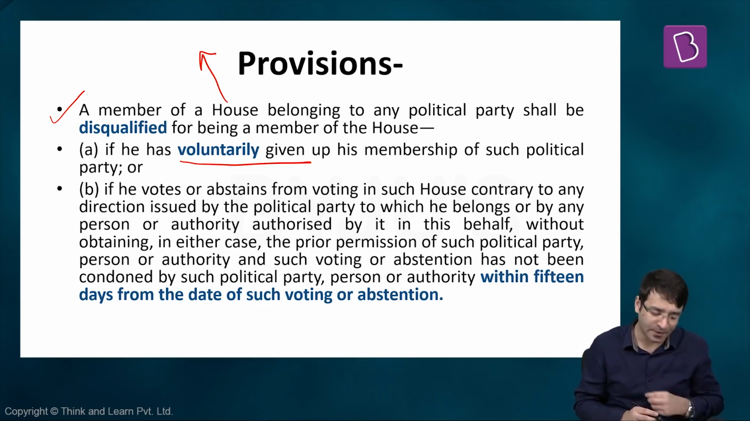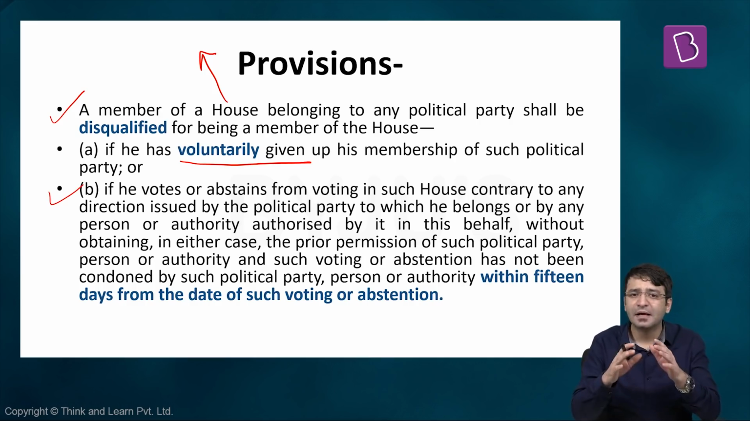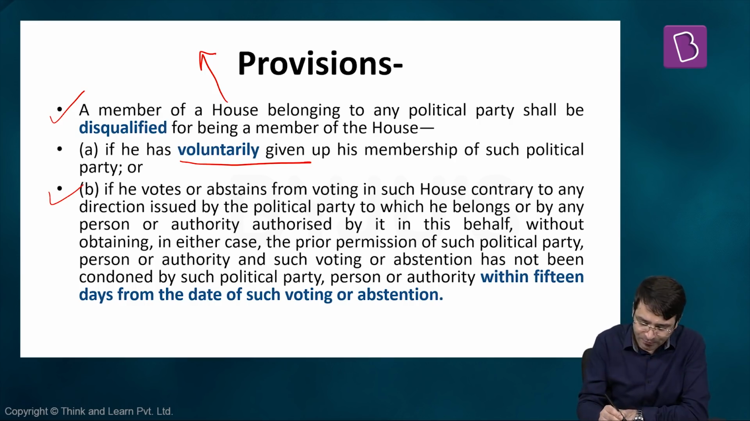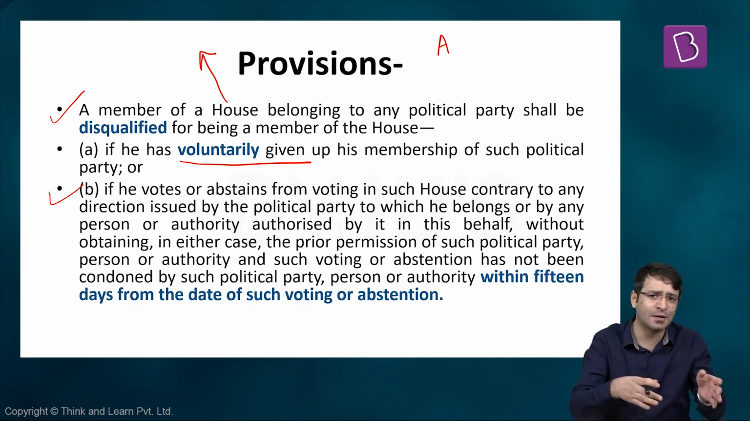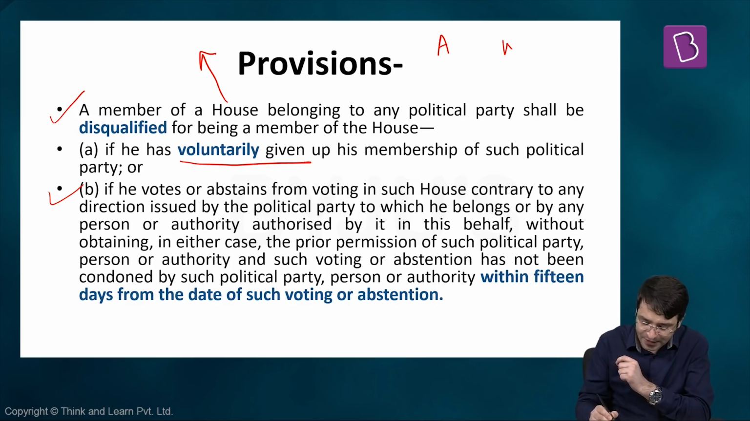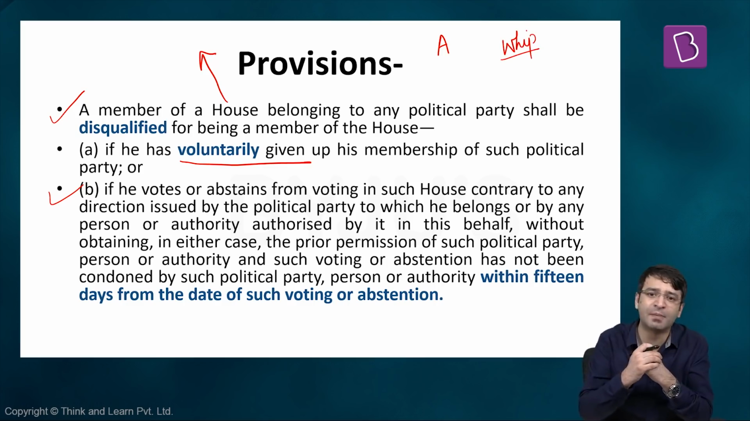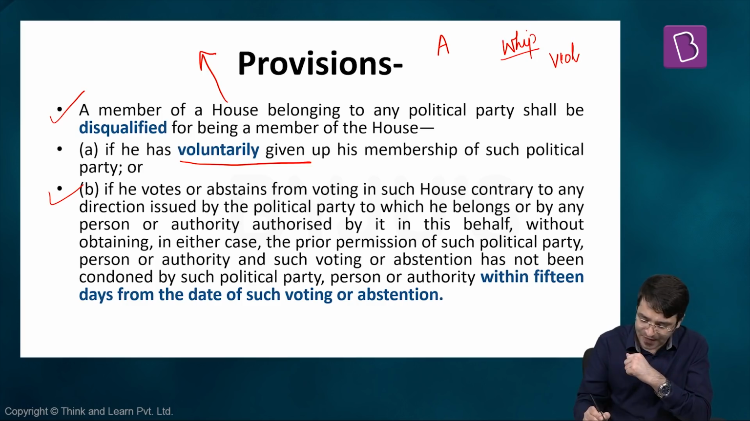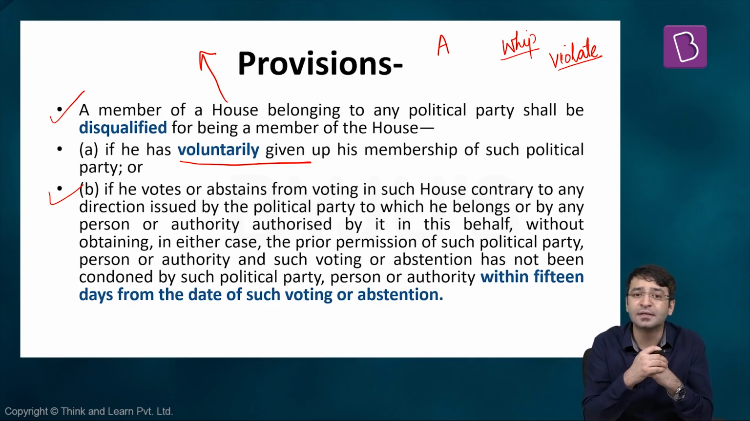That's provision number 1. Provision number 2, let's say for example, I belong to a political party A. I was given the ticket by party A, I won the election, and now I am a member of a house, whether Lok Sabha, Rajya Sabha, or state legislature. And if a whip is issued by my political party, a directive is issued by my political party, and if I violate this whip, if I violate this directive, I will be disqualified under anti-defection law.